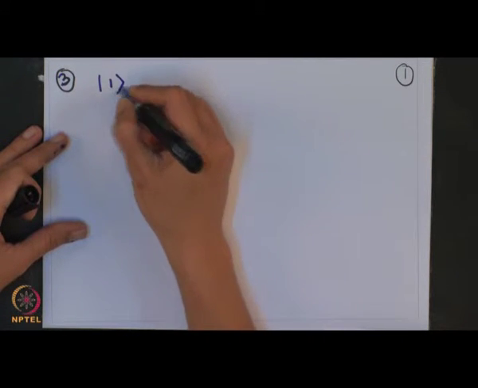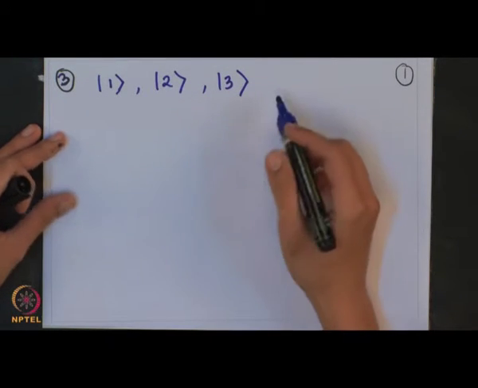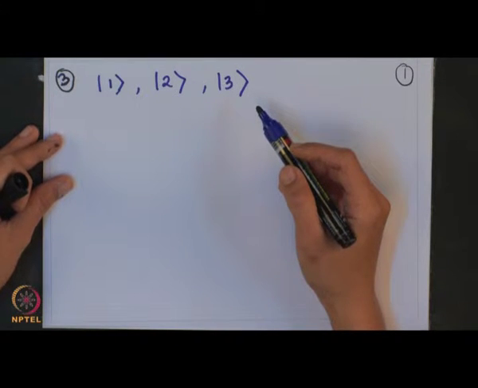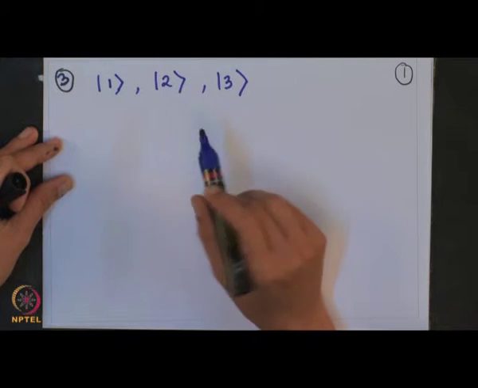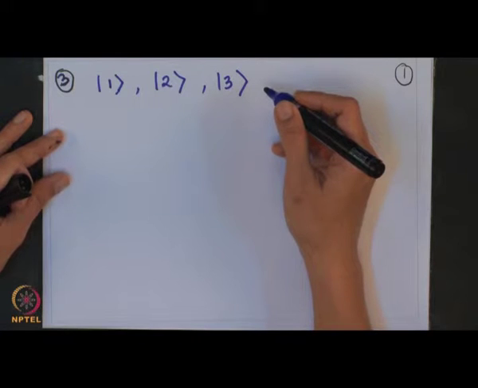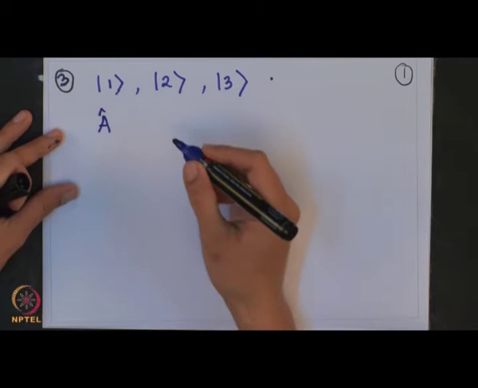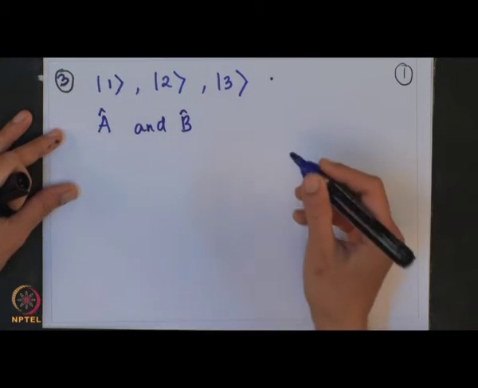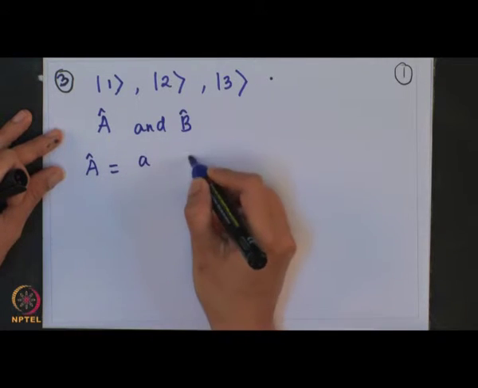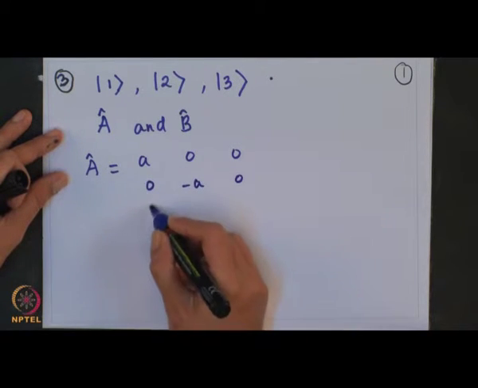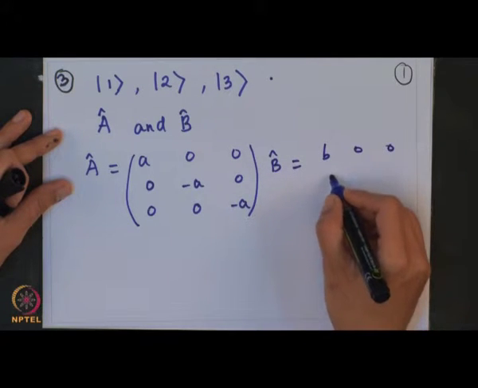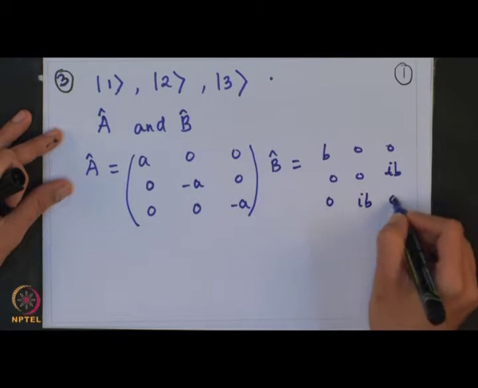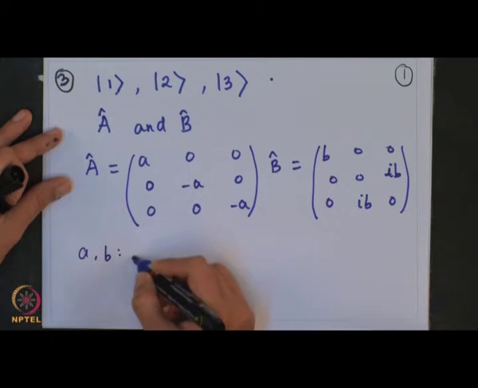Consider a 3-dimensional ket space with simultaneous... In the question we have a 3-dimensional ket space with orthonormal kets. Kets 1, 2 and 3 are orthonormal and form a basis for operators A and B. Operator A is represented as A 0 0, 0 minus A 0, 0 0 minus A. In operator B, we have B 0 0, 0 0 iB, and 0 iB 0. A and B are real.